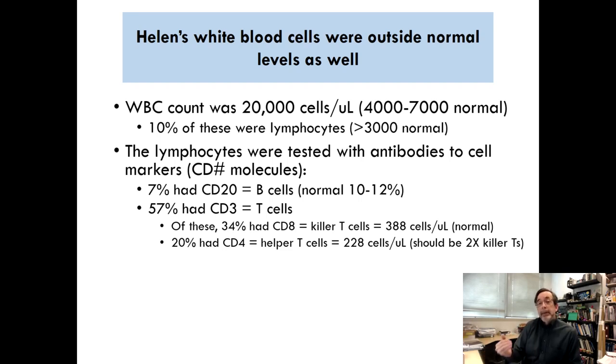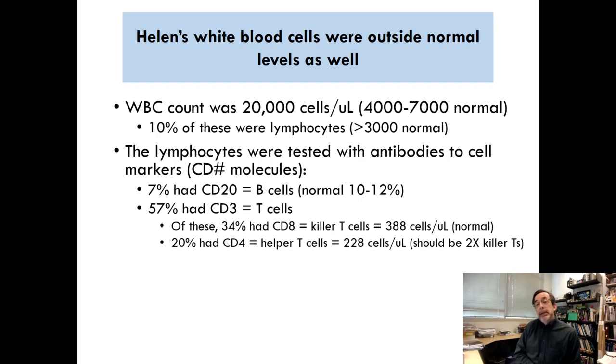You define the cell by these markers. They see that this protein is always on B cells. CD20 is a molecule that's always on B cells, so you use an anti-CD20 antibody to say how many of our cells have this marker on them. Of the lymphocytes they tested, you have 2,000 cells per microliter that were lymphocytes. 7% of those had the CD20 marker that indicated that they were B cells.